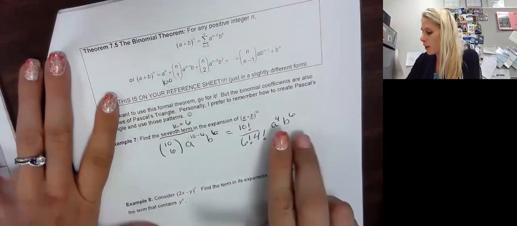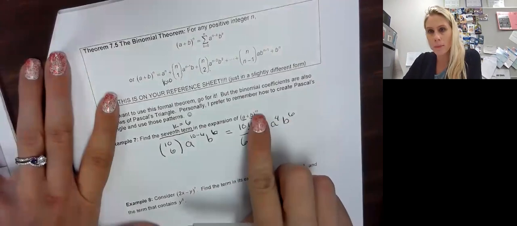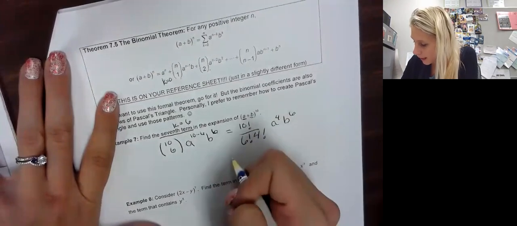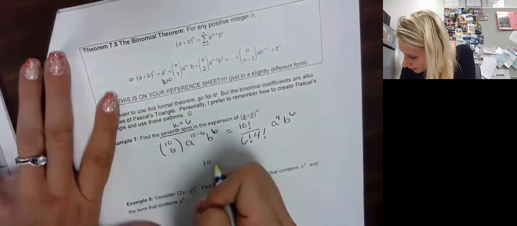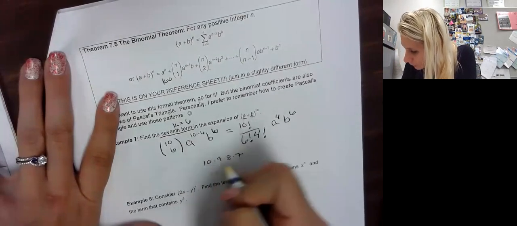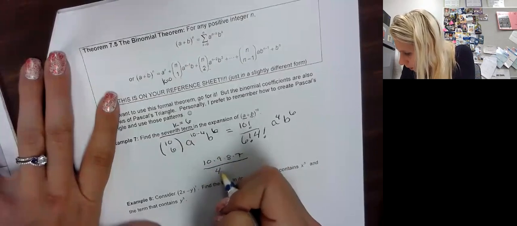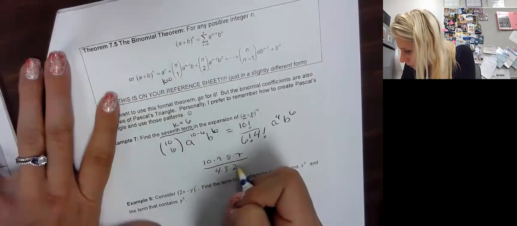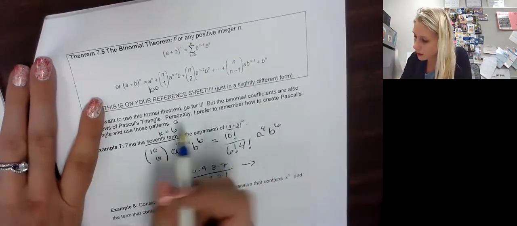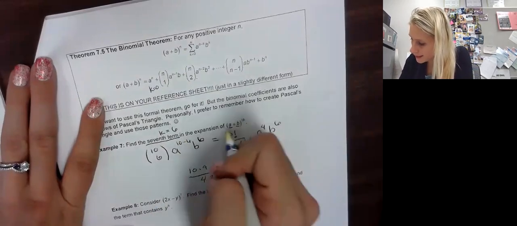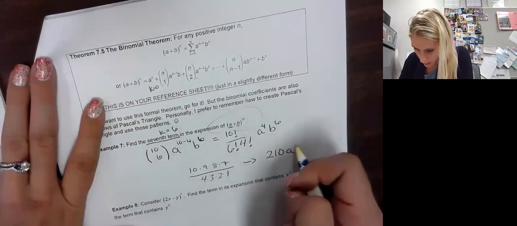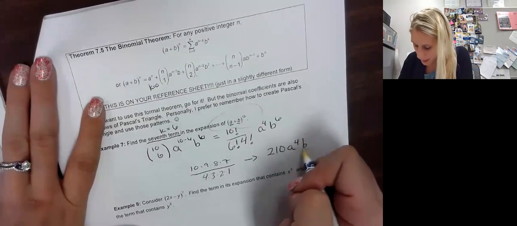You know you've done something right because remember the exponents have to add up to that exponent. So 4 plus 6 is 10. So we're good there. Now we actually have to write this out. So 10 times 9 times 8 times 7, that covers our 6. We have 4 times 3 times 2 times 1. So that means that our 7th term in this expansion would be 210 a to the 4th, b to the 6th.